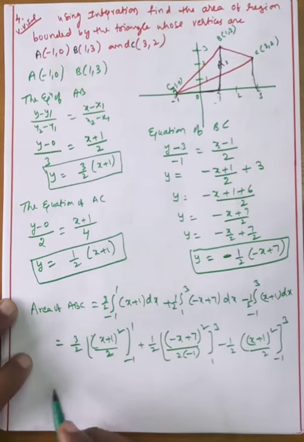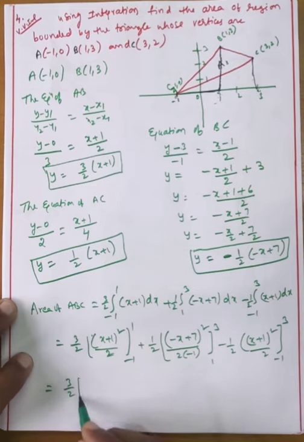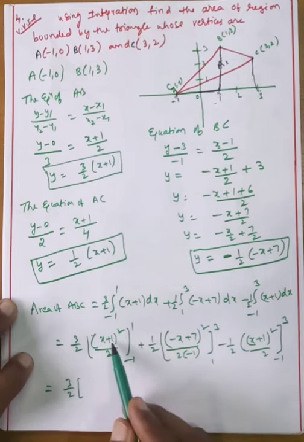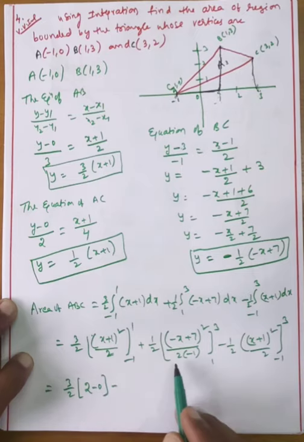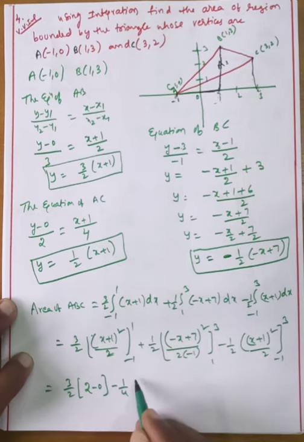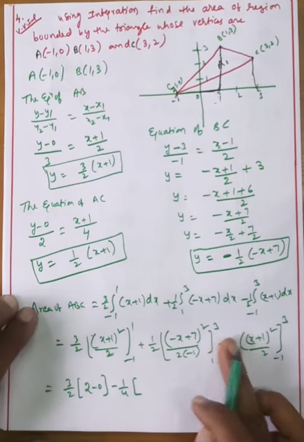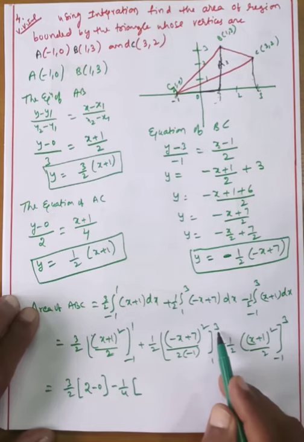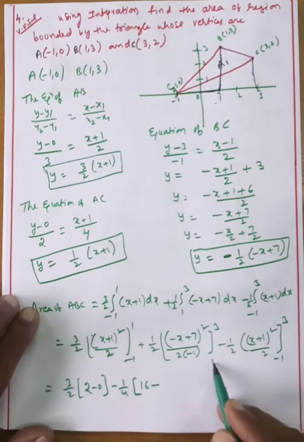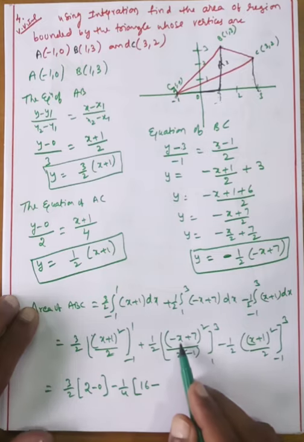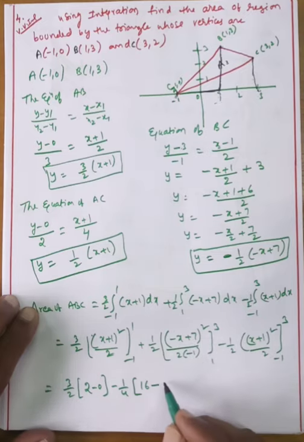Now what happened? Observe that this is equal to 3 by 2 into, what is the upper limit? Upper limit is 1. 1 plus 1, 2 square, 4 by 2 means 2. Lower limit 100% 0, x value minus 1. Plus here, into minus 1 by 2 into minus 2, means minus 1 by 4. Upper limit how much? Write down clearly. Upper limit is 3. Minus 3 plus 7 means 4, 16. Lower limit is 1, means minus 1 plus 7 means 6. 6 square means 36.